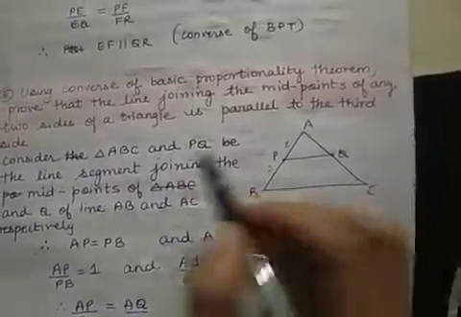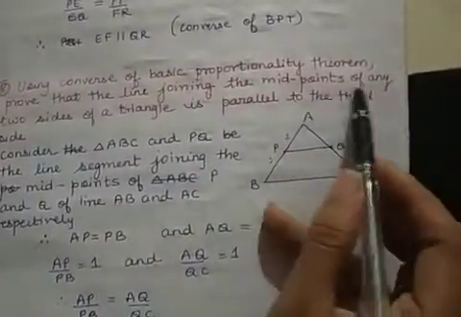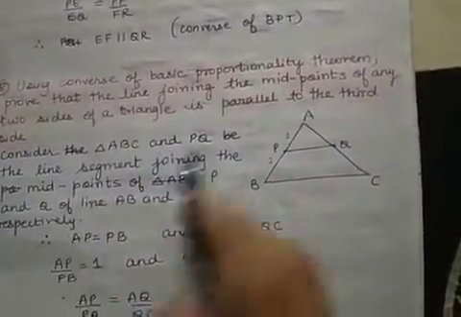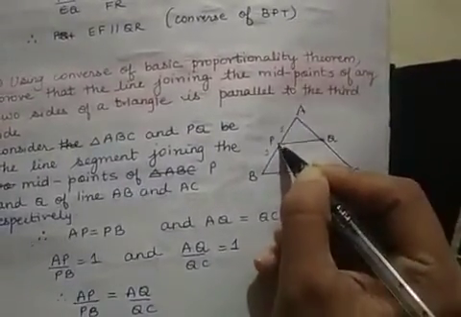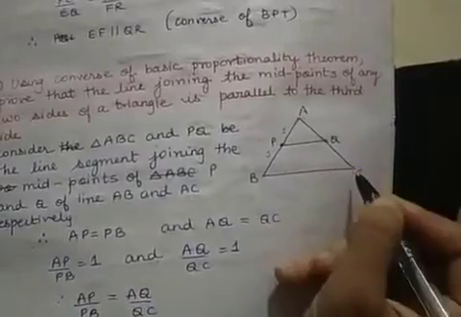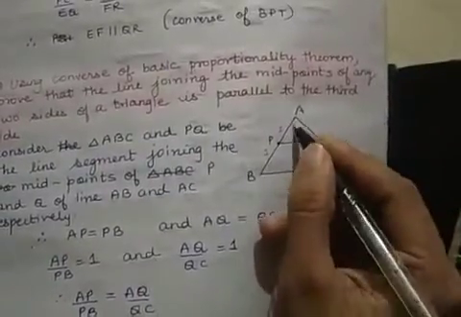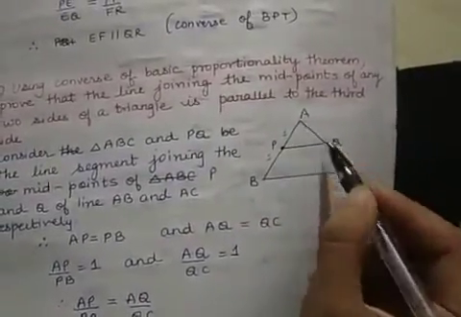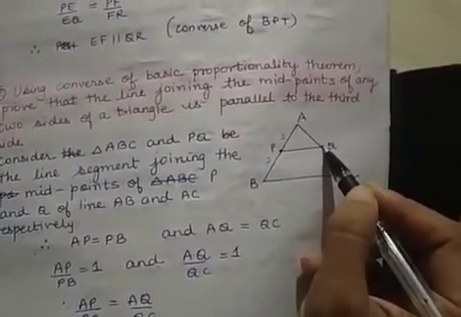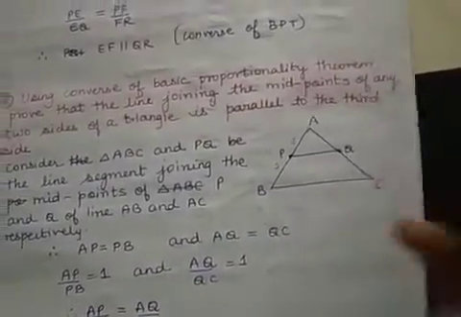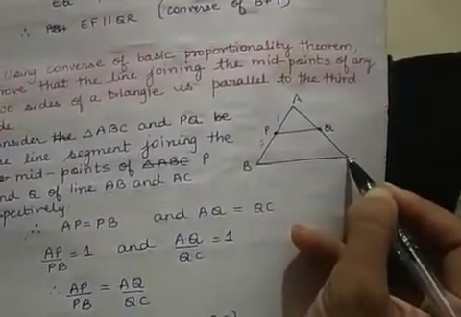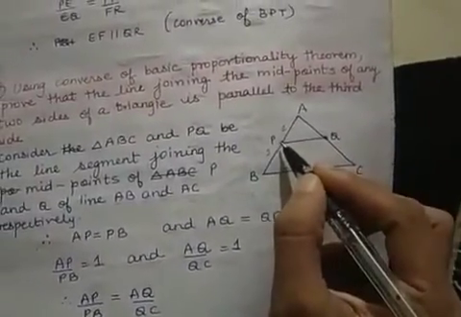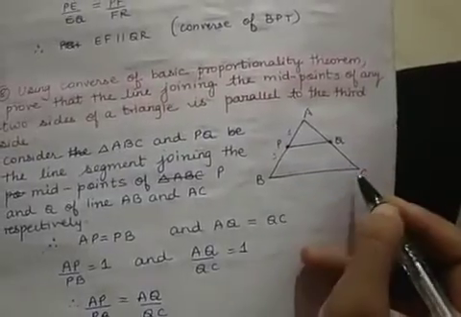Okay, and it is said prove that line joining the midpoints of any two sides of a triangle. So let PQ be the line which is joining the midpoints of the sides AB and AC. So the midpoint of AB is P and the midpoint of AC is Q. Now we have to show that this line is parallel to the third side. Which is the third side now? Third side is BC, correct? So we have to show that PQ is parallel to BC.